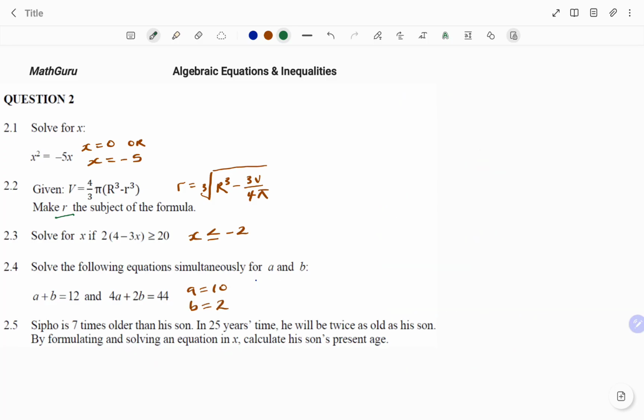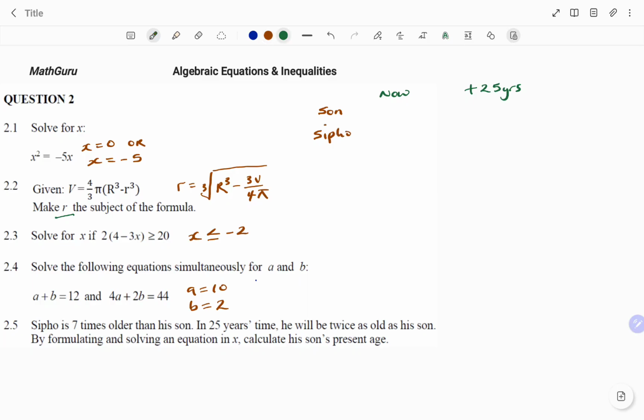For the last question, we have Sipo is 7 times older than his son. In 25 years' time, he will be twice as old as his son. By formulating and solving an equation in X, calculate his son's present age. So I have two values. I have now, and in 25 years, that's in future. And then I have the son and Sipo.